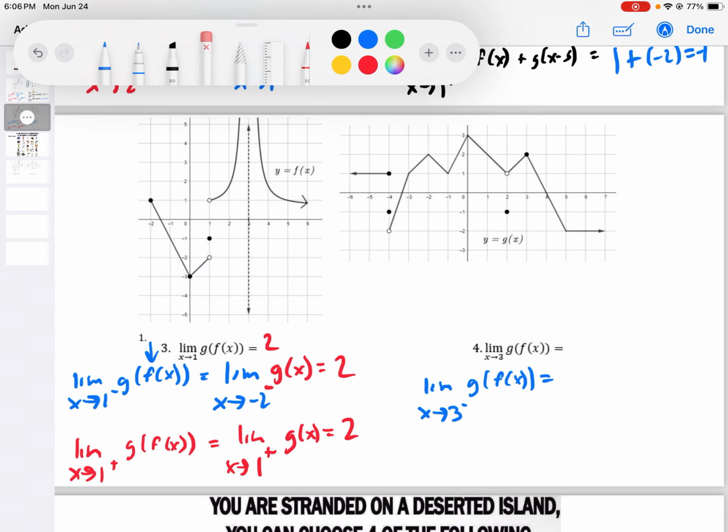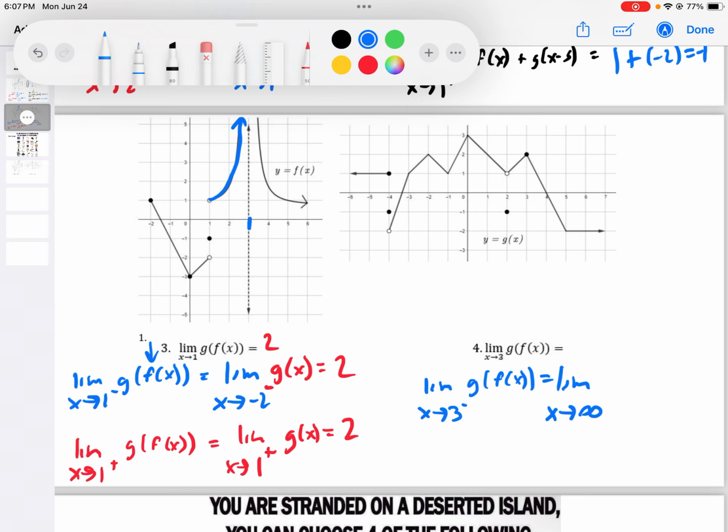So I'm going to do the inner one first. The limit of f of x as x approaches 3 from the left. Okay, well, here's 3. From the left, it's approaching infinity. That's the limit, right? Oh, don't write that. No, take that away. It's composition, so I need to say x approaching infinity.